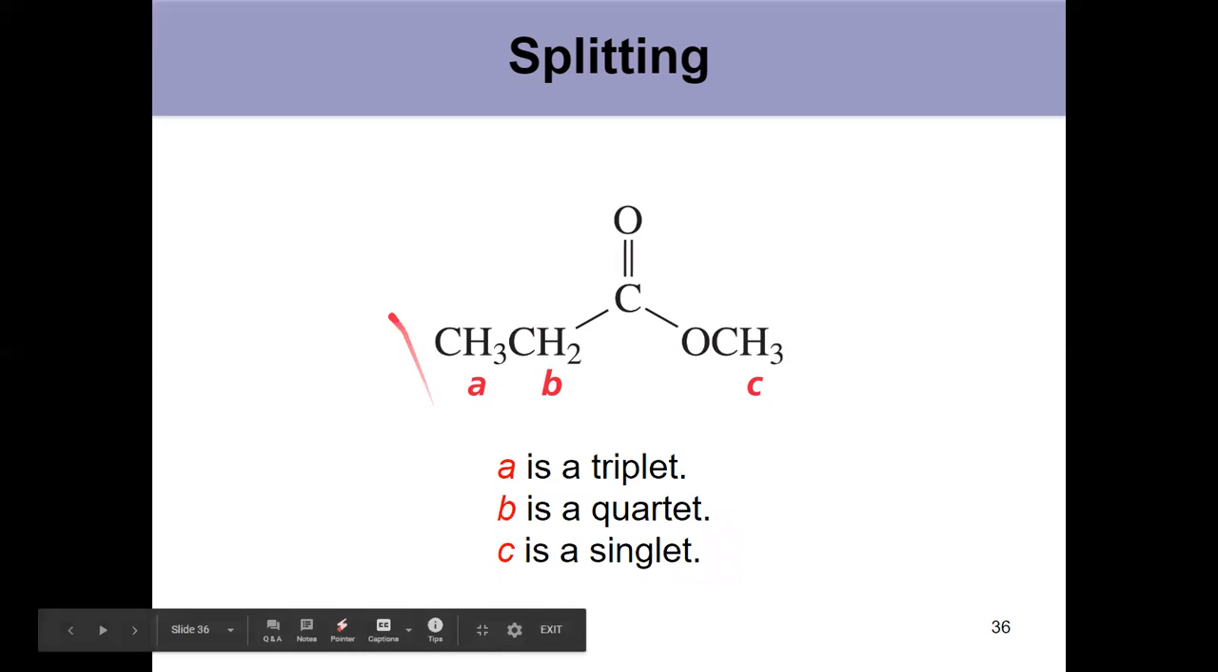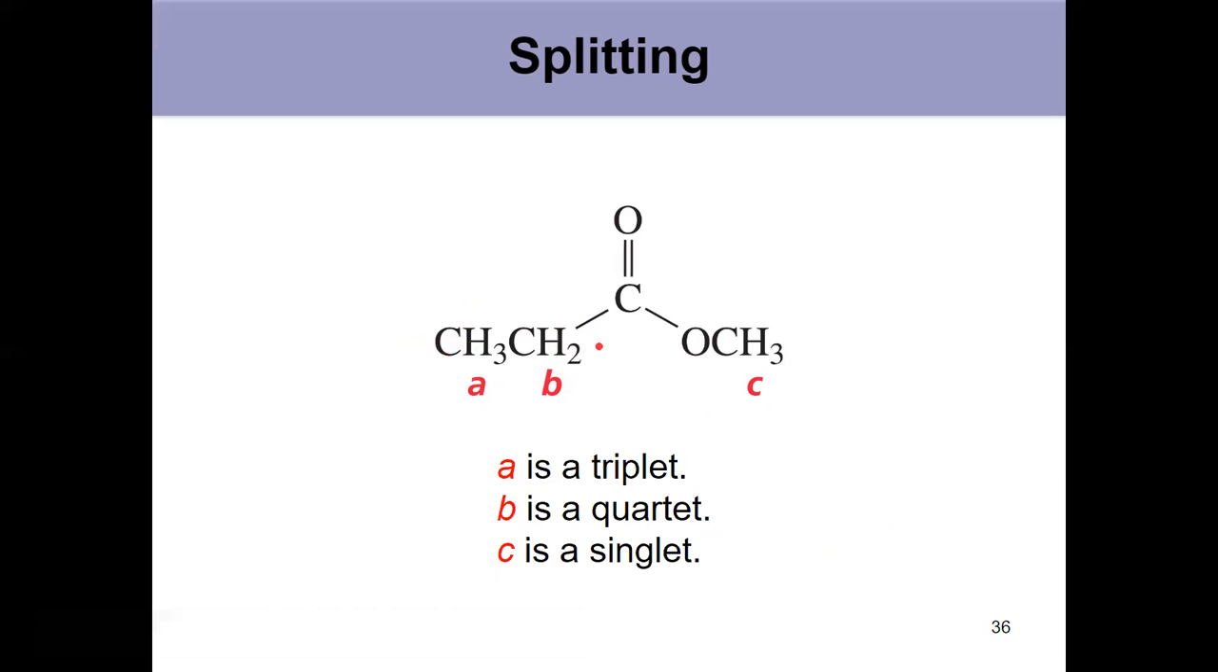Looking at the answer, A is a triplet right here, because it's split by these two neighboring hydrogens. 2 plus 1 is 3. B is a quartet: 3 neighboring hydrogens plus 1 is 4, so the hydrogens for B appear as a quartet. Over here, C has no neighboring hydrogens, so it just appears as a singlet.